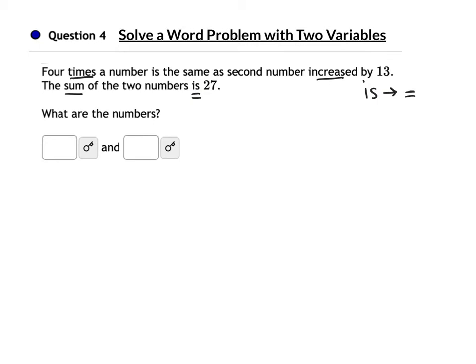We have two numbers. 4 times a number is the same as the second number increased by 13. Our two numbers we'll call x is my first, and y will be my second. 4 times a number, that's going to be 4 times x, that's equals, the same as the second number, y, increased by 13, plus 13. So our equation there is 4x equals y plus 13.